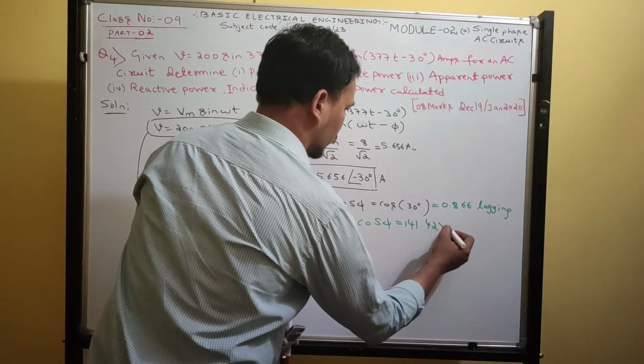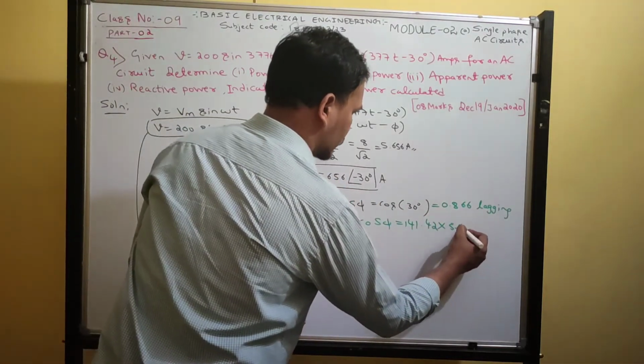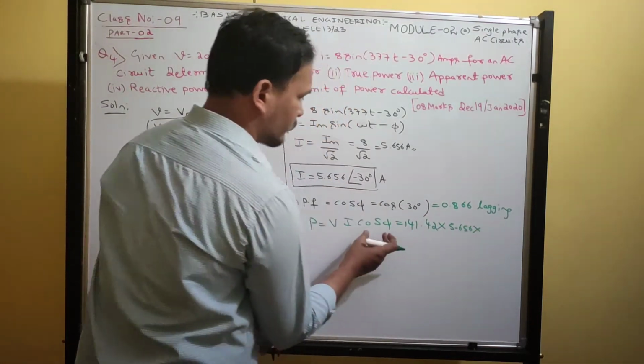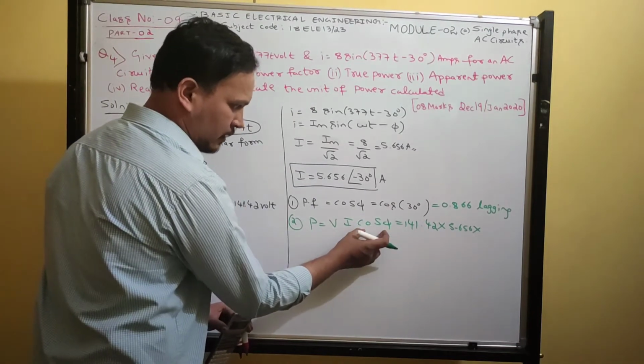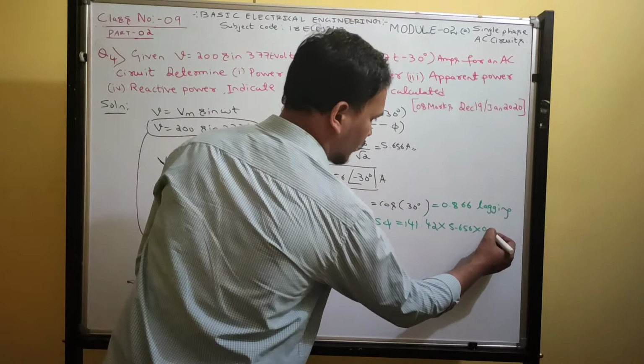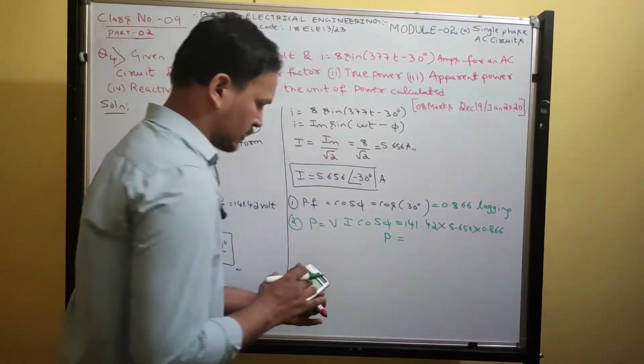141.42 into what is the RMS current? You write only the RMS current, 5.656, into cos phi. What is the cos phi value? You can write cos 30 degrees here, otherwise you write that value directly, 0.866. So you calculate it in the calculator.